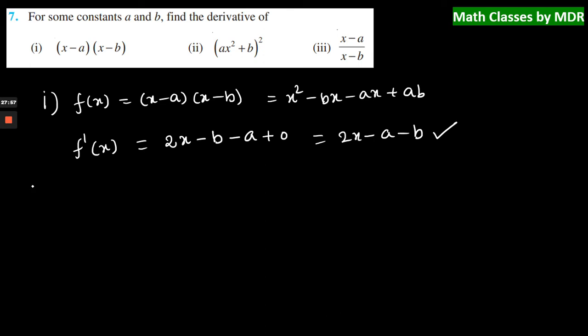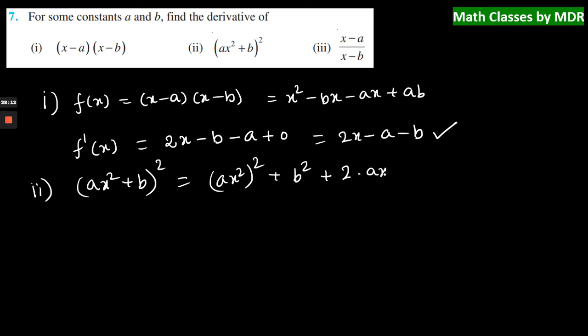Now let us take the second one. Let us simplify the second one also first before we start solving. Let us simplify it: ax square plus b whole square. It is of the a plus b whole square form, right? So ax square whole square plus b square plus 2ab, that is 2 into ax square into b. So what do you get here?